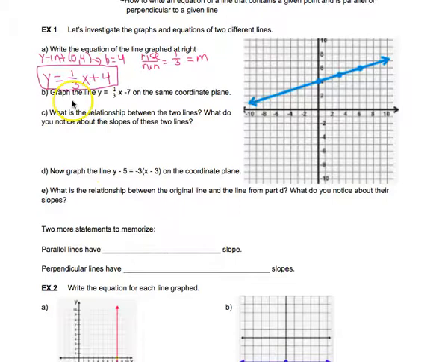The next thing I want to do is graph this line, y equals 1/3 x minus 7, on that same coordinate plane. In order to do this, this is in slope-intercept form as well. So again, this is using y equals mx plus b. We need to identify what is my m in this equation and what is my b in this equation. In front of the x should be my m value, which is 1/3.